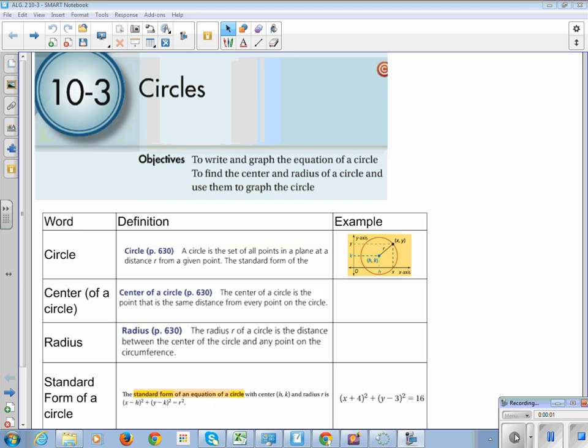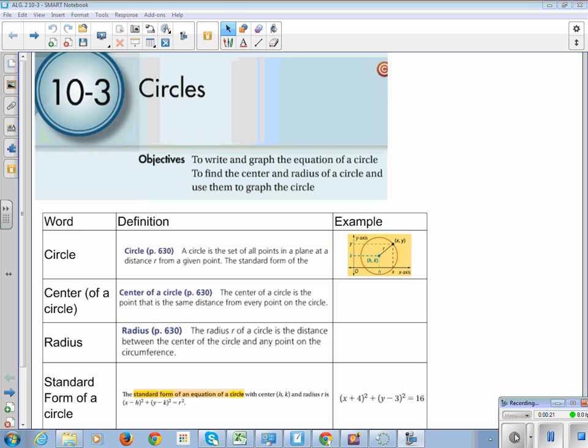All right, this is chapter 10, section 3, circles. Our learning objectives are to write and graph the equation of a circle, to find the center and radius of a circle, and use them to graph a circle.